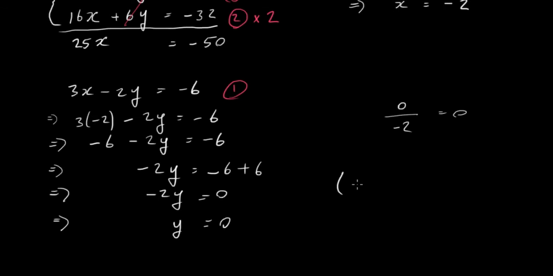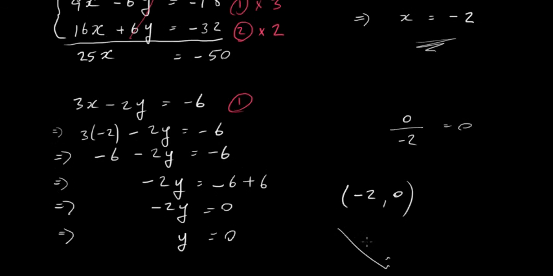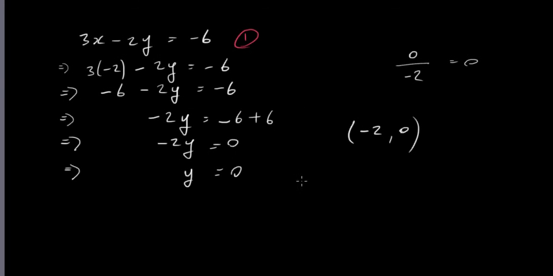So my x here is minus 2, and the y here is 0. And that's it. That's my solution. So in other words, the two lines will intersect. So the two lines here will intersect at the point minus 2, 0. And that's it.